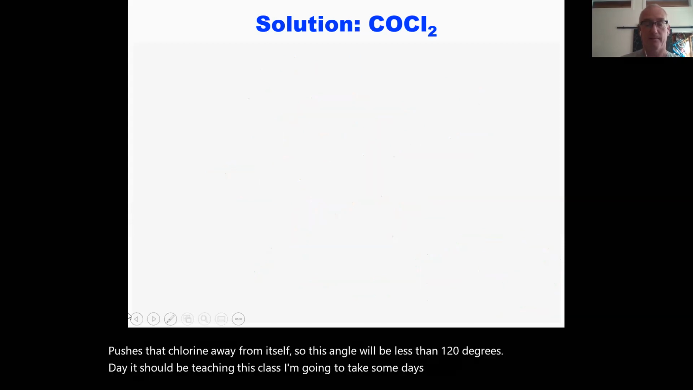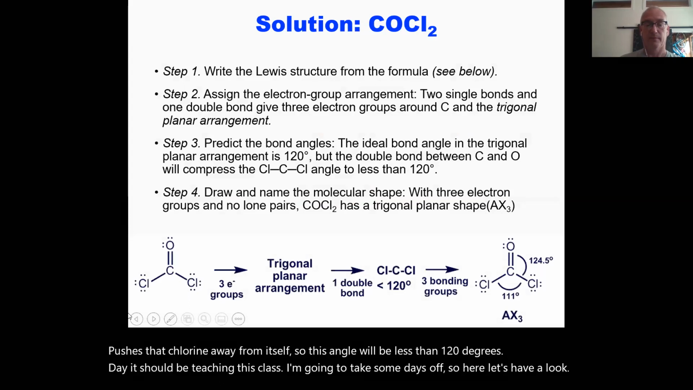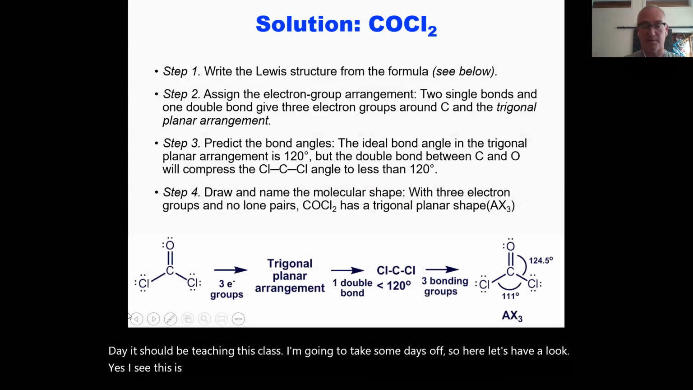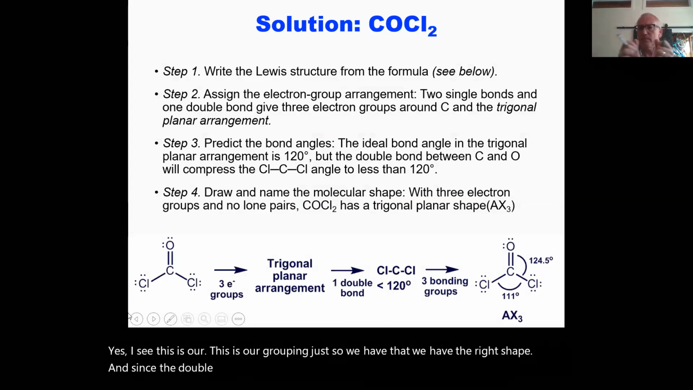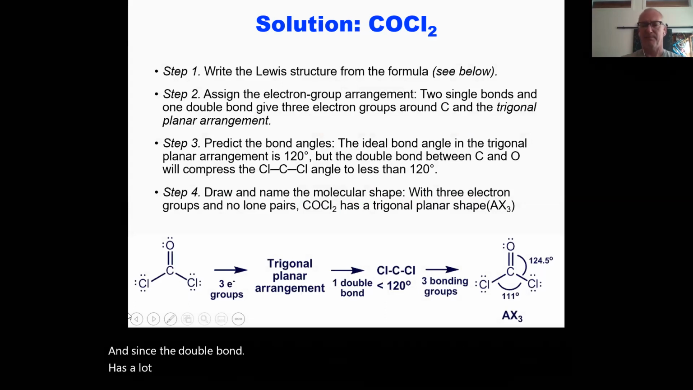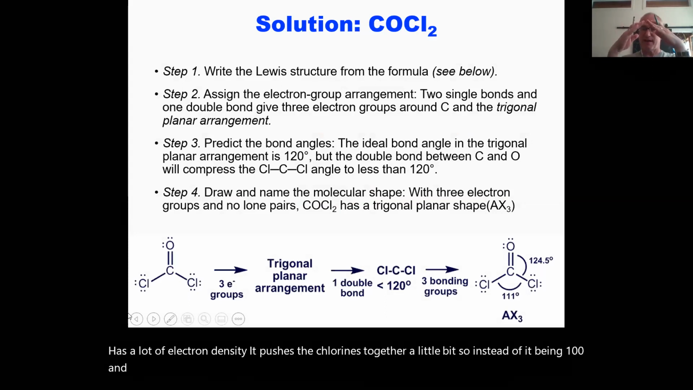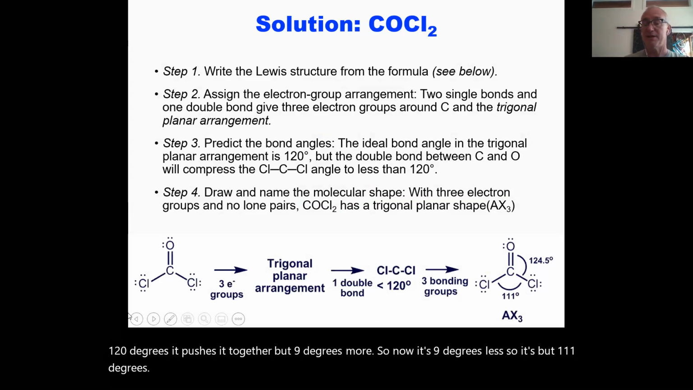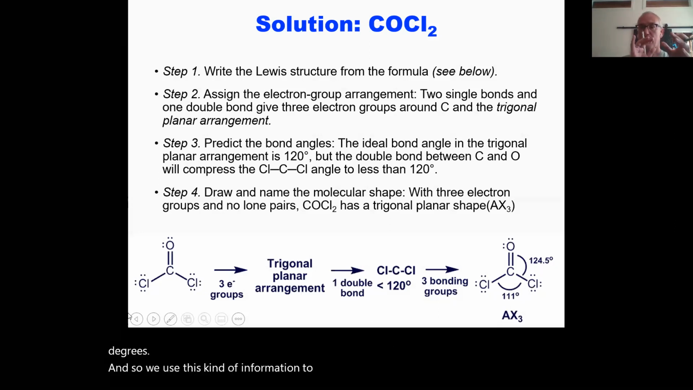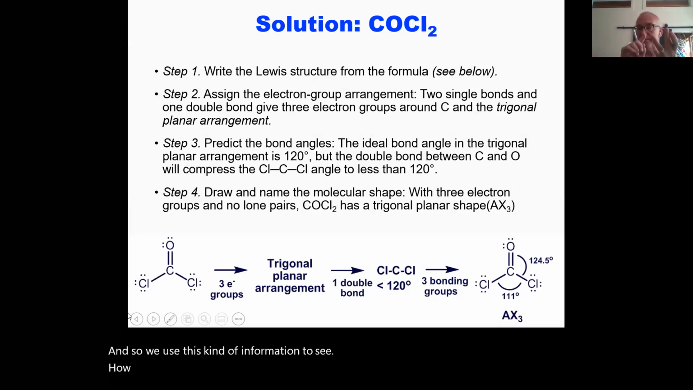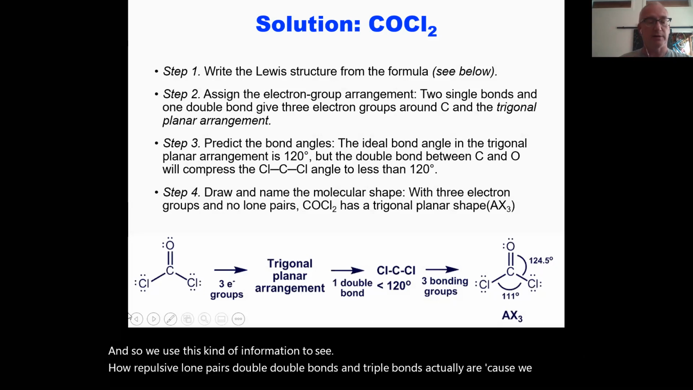So here, let's have a look. See, this is our grouping, just so we have the right shape. And since the double bond has a lot of electron density, it pushes the chlorines together a little bit. So instead of it being 120 degrees, it pushes it together about 9 degrees more. So now it's 9 degrees less, so it's about 111 degrees. And so we use this kind of information to see how repulsive lone pairs, double bonds, and triple bonds actually are, because we can measure these things very accurately.